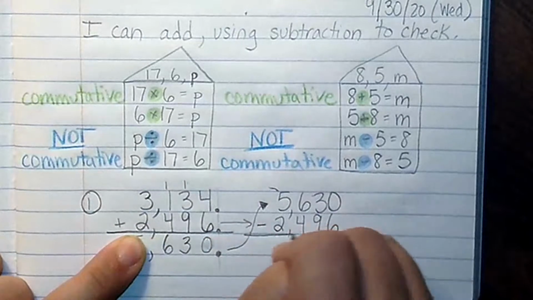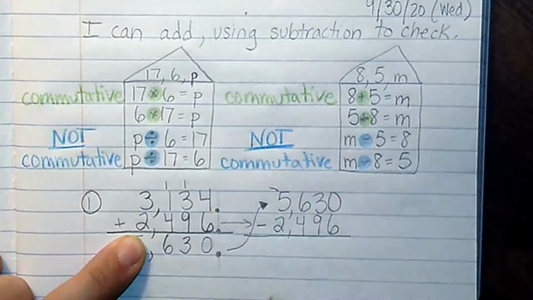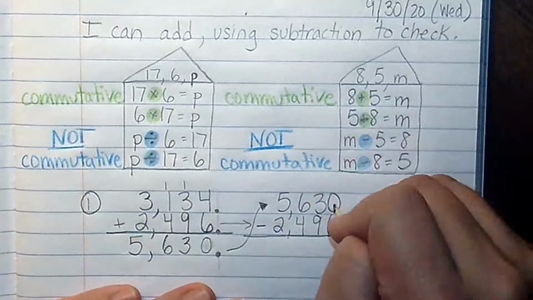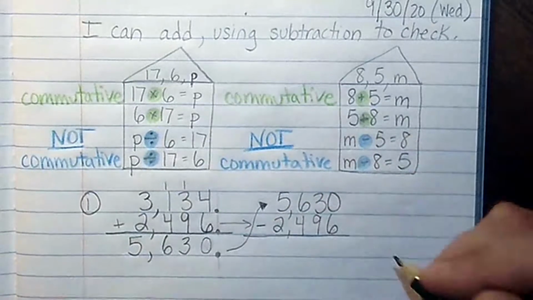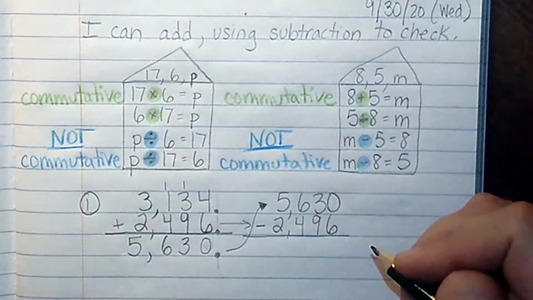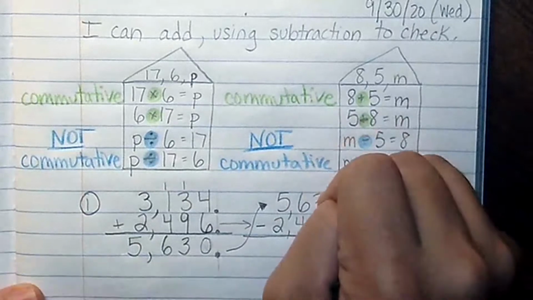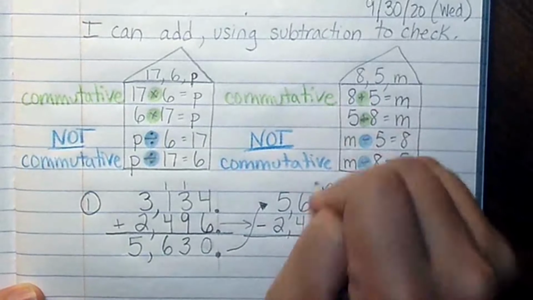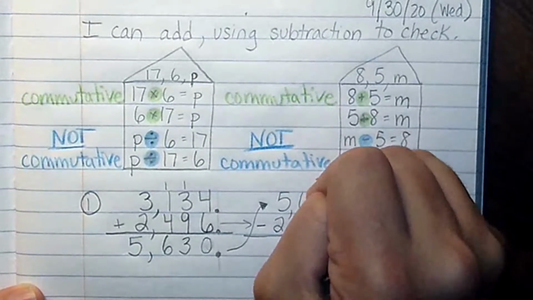2,496. And I hope to come up with this top number, but we have to actually subtract it to see. What is 0 take away 6? Well, I can't do it. So I have to go next door. Neighbor, neighbor, can I borrow one? They say, sure. You have the friendliest neighbors ever.